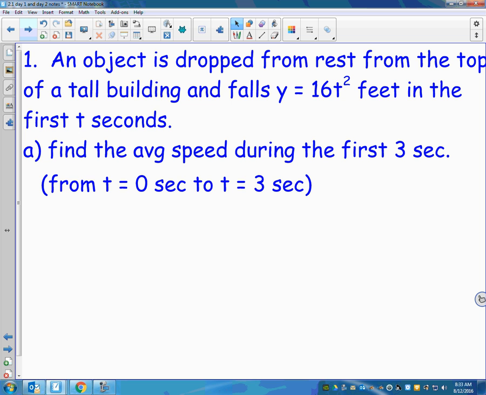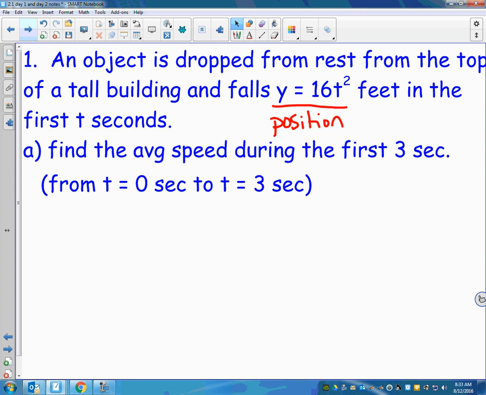It says an object is dropped from rest from the top of a tall building and it falls y equals 16 t squared feet in the first t seconds. So notice what they're giving us here. This is like the position function. Because if I plugged in 0 there, I would get 0. If I plugged in 1 there, I would get 16. You with me on that?